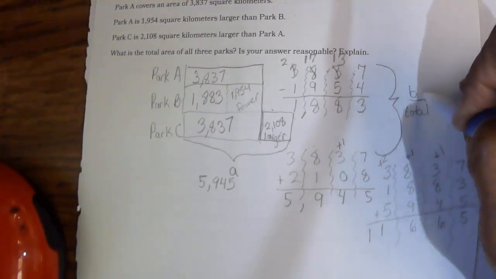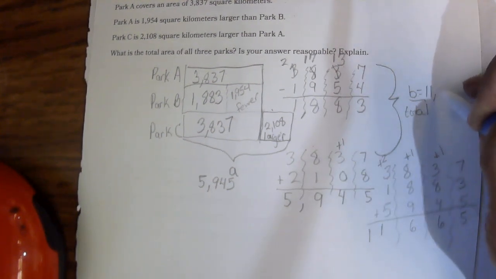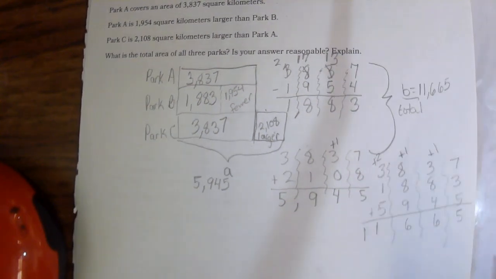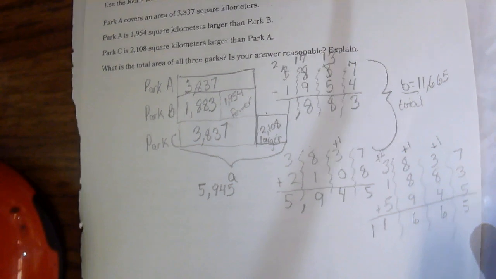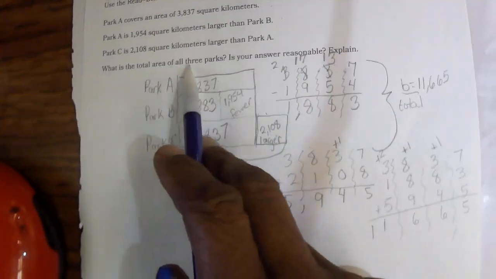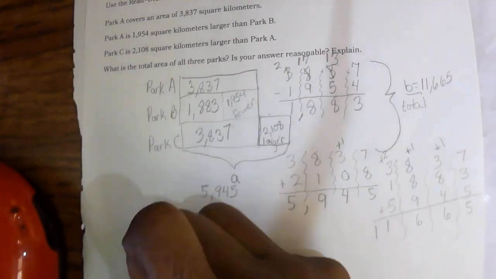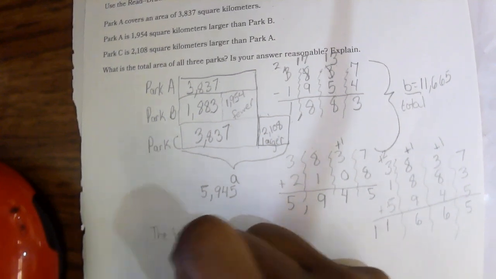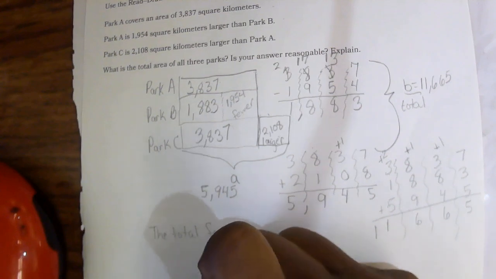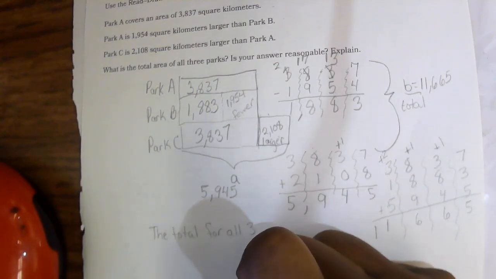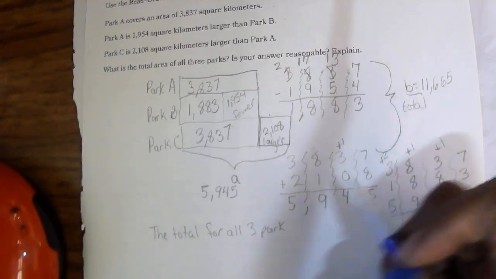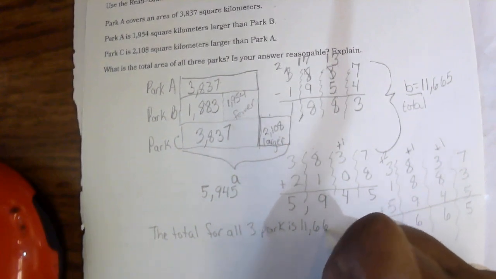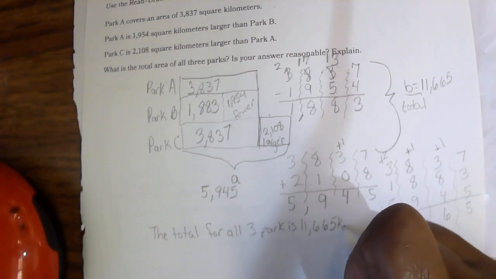So our total is 11,665. So we need to rewrite what the question is asking, and the question says what is the total area of all 3 parks, and we will simply put the total for all 3 parks is 11,665. You put kilometers if you like.